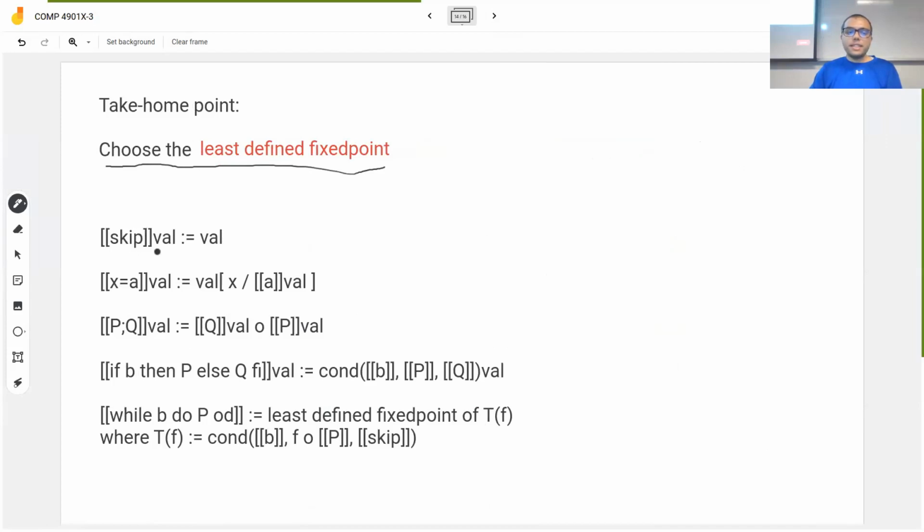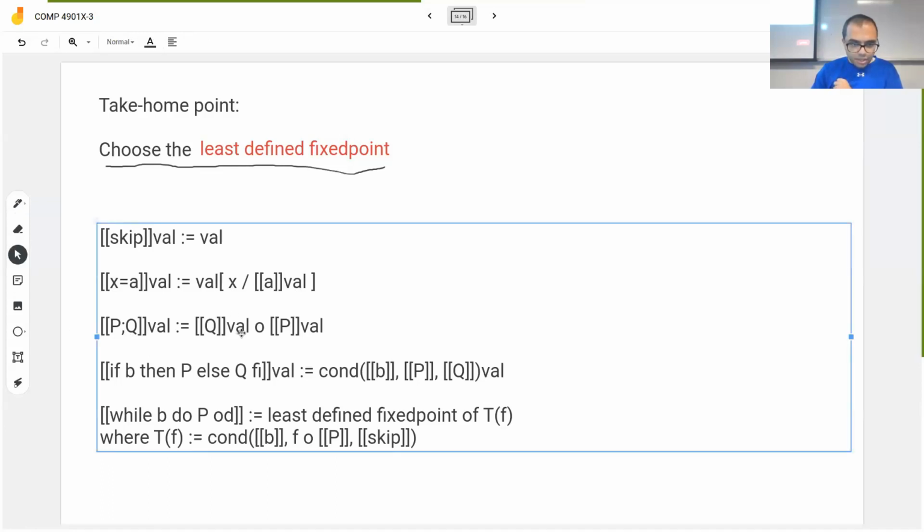So let's just go over this one more time. The semantics of skip is that it doesn't change anything. The semantics of an assignment is that it just takes my current valuation and it replaces the value of X with whatever the semantics of this expression A is at the current valuation. Okay, the semantics of sequential composition is just the composition of the functions, right? And oh, this is a typo. Sorry, this should be this.